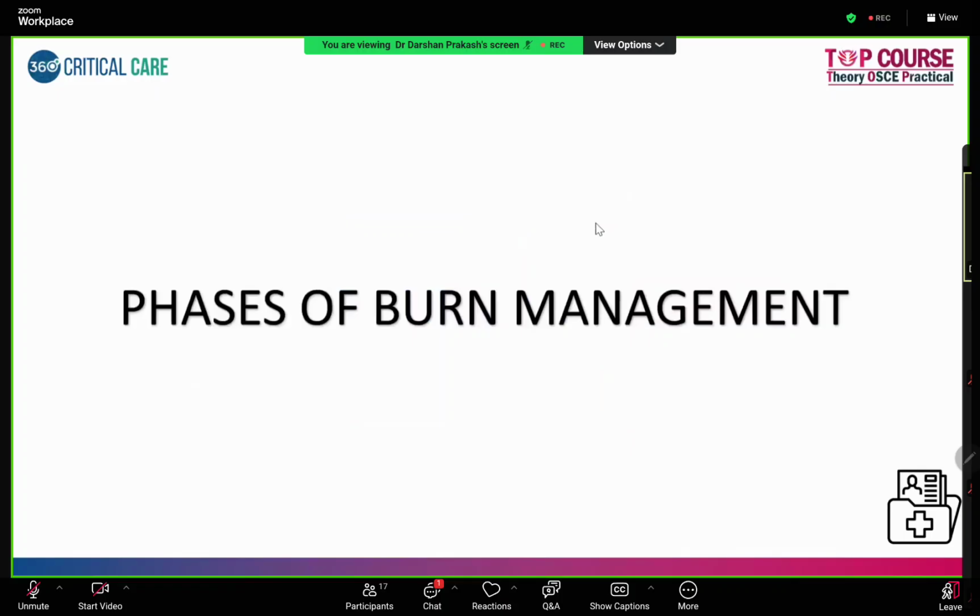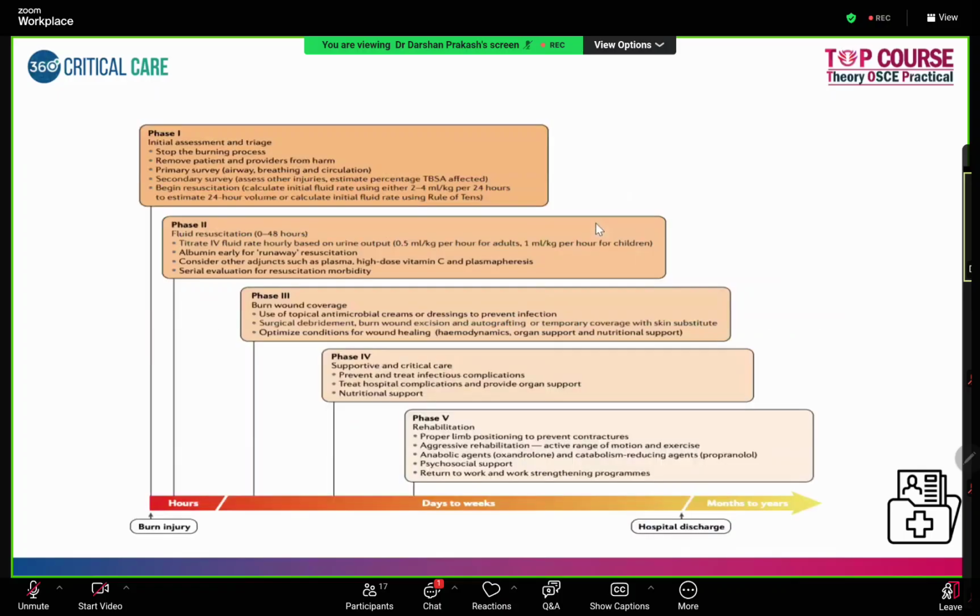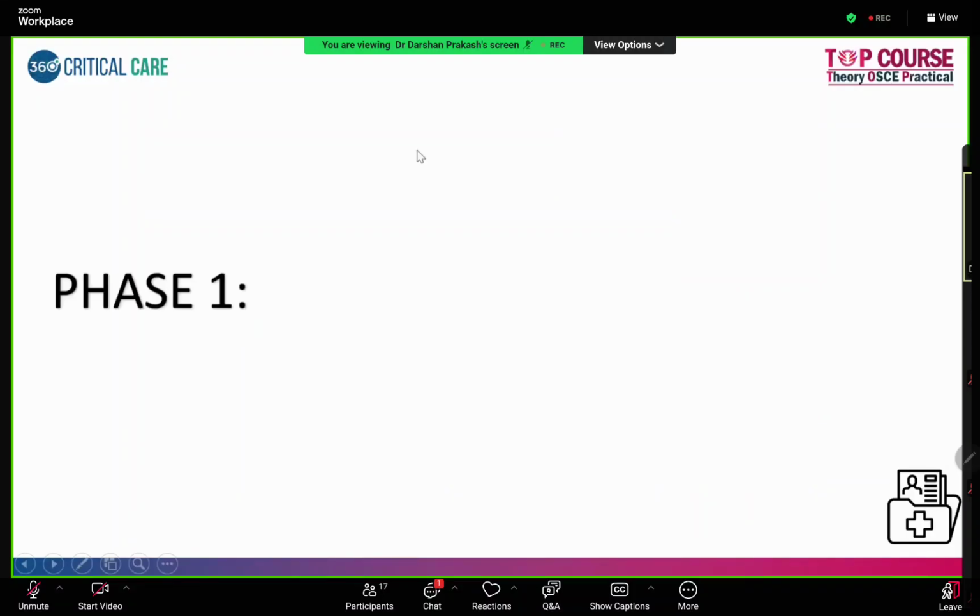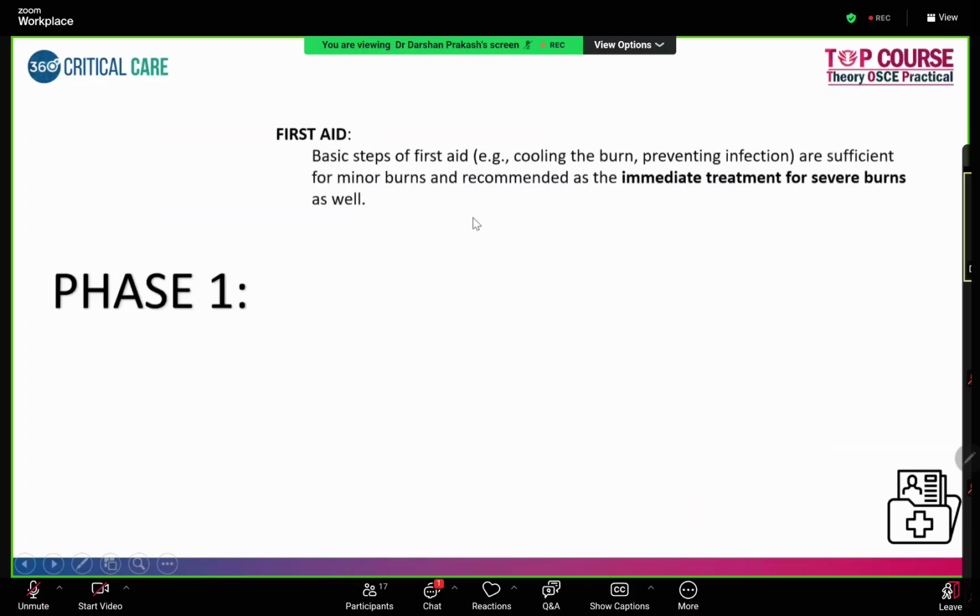Coming to the phases of burn management. So the phases of burn management start from the time of the burn injury up till hospital discharge, and sometimes even beyond that. That is, sometimes they even have to come back for multiple surgeries, so on and so forth. The first phase is usually the initial assessment and triage. So what we do here in the first phase is the first aid. Okay.